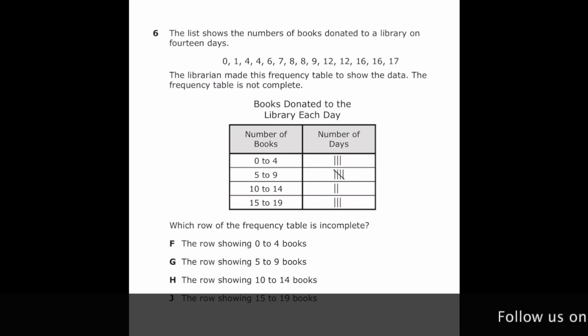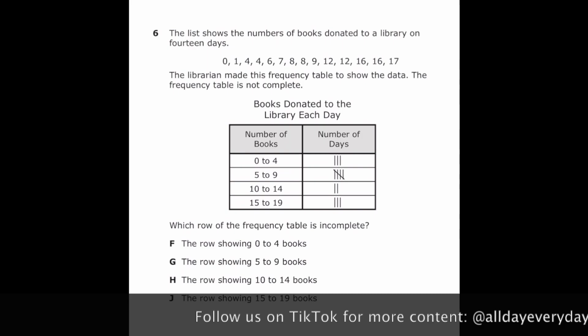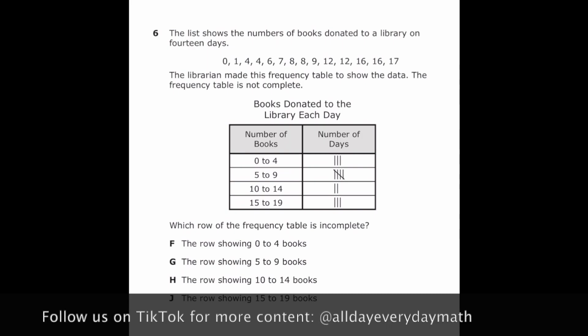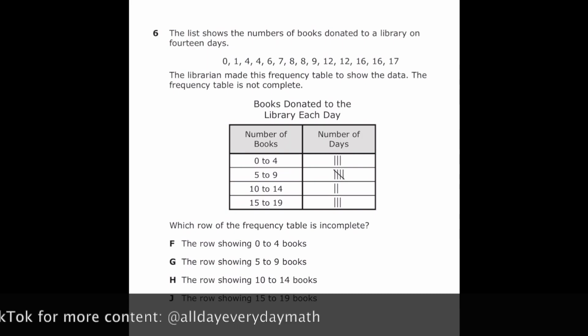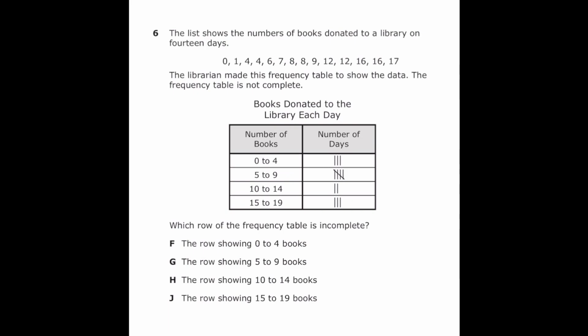This is number 6 from the 2022 4th grade math STAAR test. The list shows the numbers of books donated to a library on 14 days. The librarian made this frequency table to show the data. The frequency table is not complete. Which row of the frequency table is incomplete?